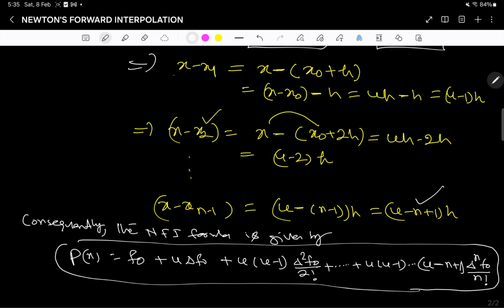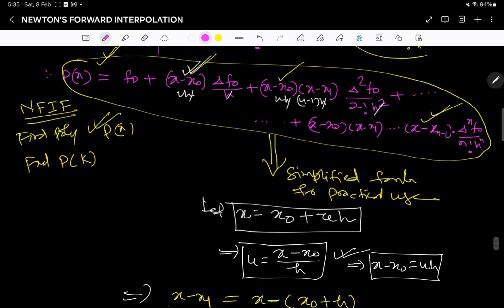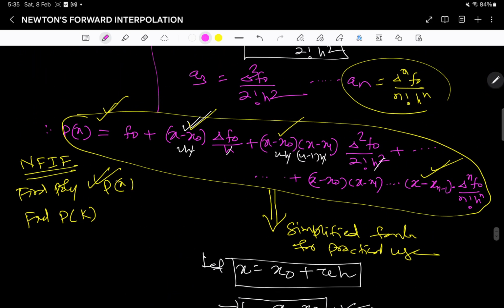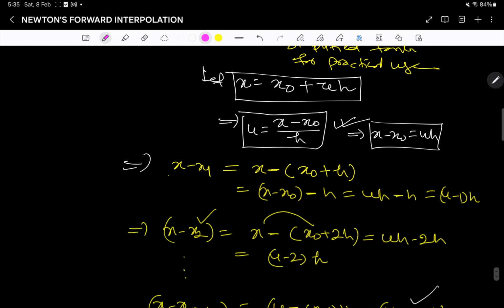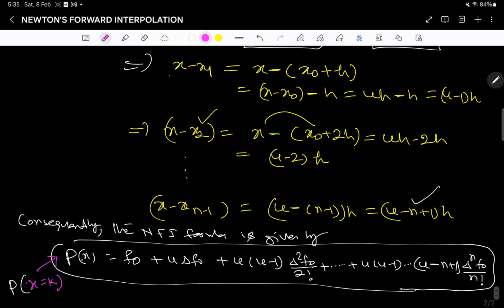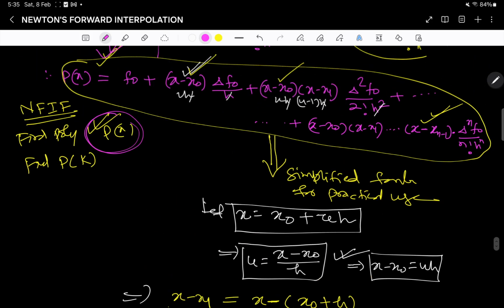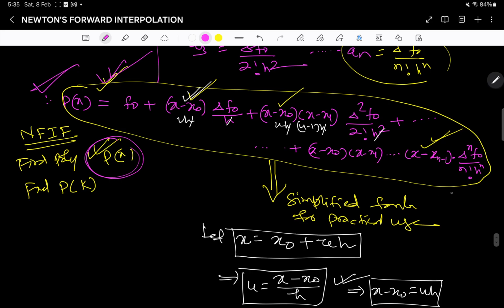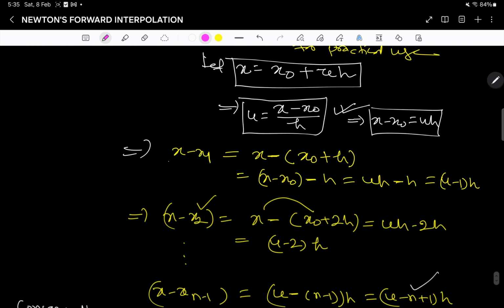If it is asked to find p of a particular value, p of x equal to some k, then we should better use this formula. If it is only asked to find p of x, we use this formula. However, we can find p of x the other way too, but this one will be easy. So you may use this or you may use this.